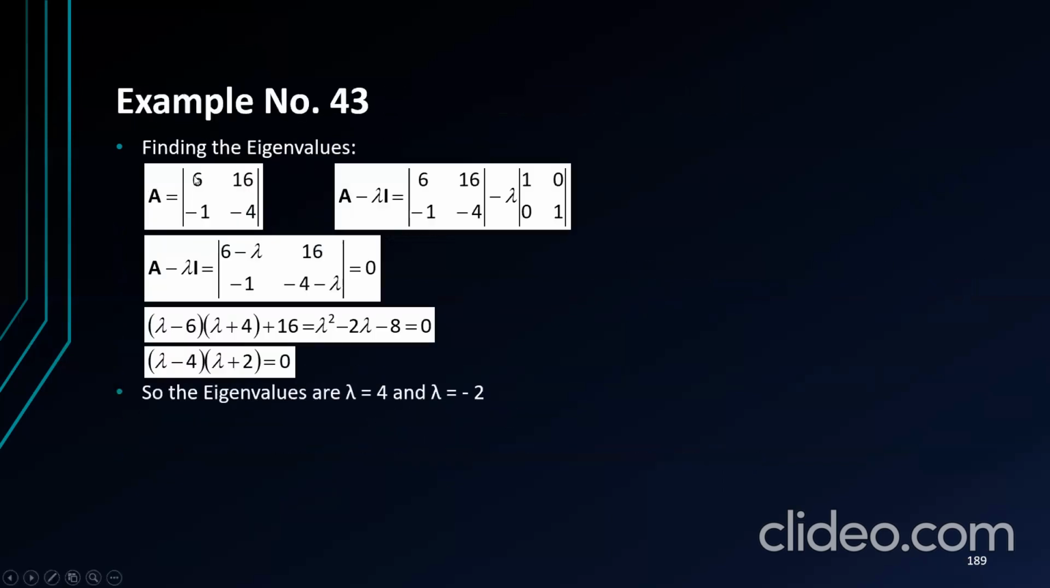So finding the eigenvalues: A is 6, 16, negative 1, negative 4. Example number 43. A minus lambda I is equal to 6, 16, negative 1, negative 4, minus lambda times 1, 0, 0, 1. So this becomes 6 minus lambda, because you multiply it inside. Then 16 minus 0, negative 1 minus 0, negative 4 minus lambda. So this is equal to 0. Take the determinant. Then your eigenvalues are 4 and negative 2.